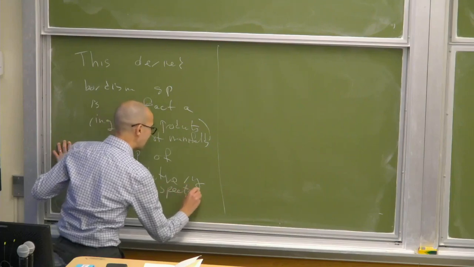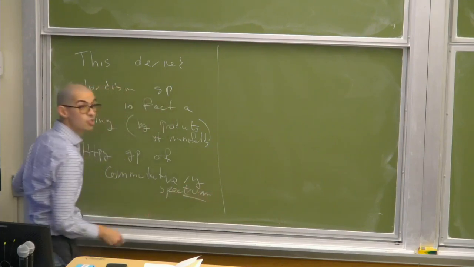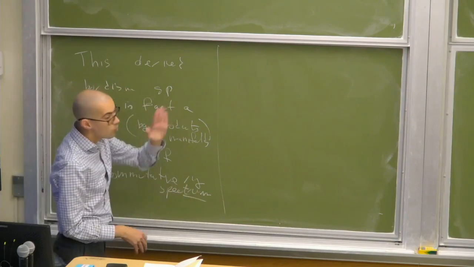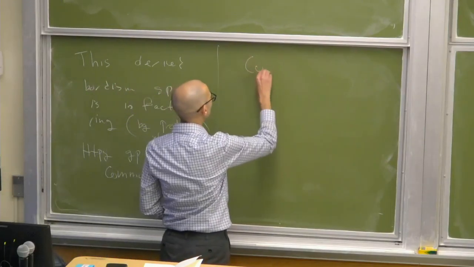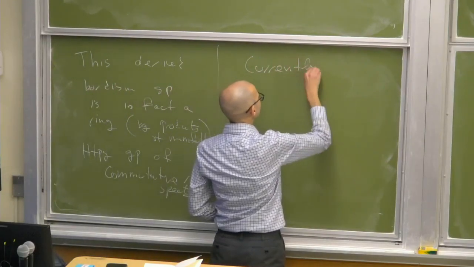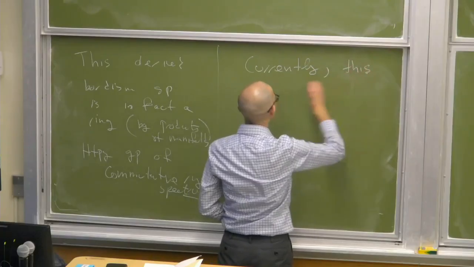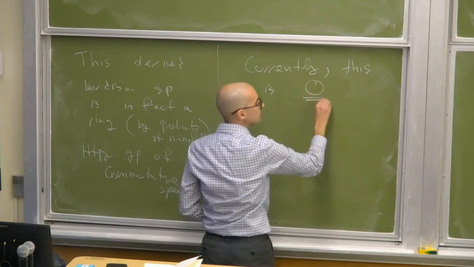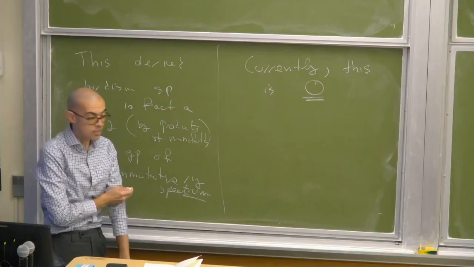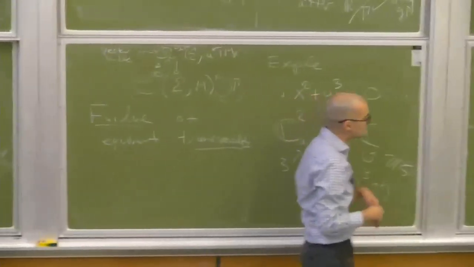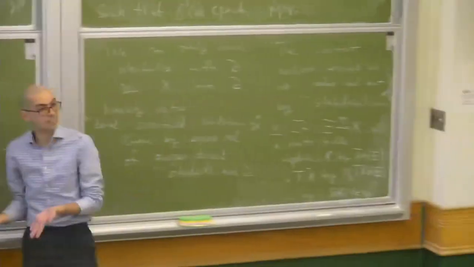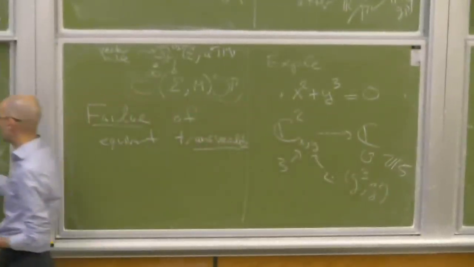Now, that all sounds very nice, but actually, if I'm 100% honest, what I've currently defined is 0. Currently, this is the 0. And the reason this is 0 is very simple. So it's a ring. Okay, let's believe that. Since it's a ring, it has a unit. And the unit is obviously the point.